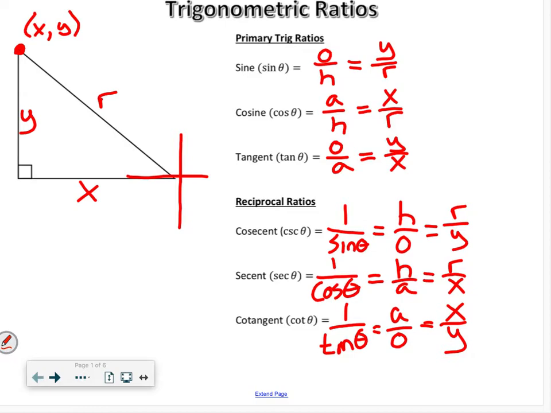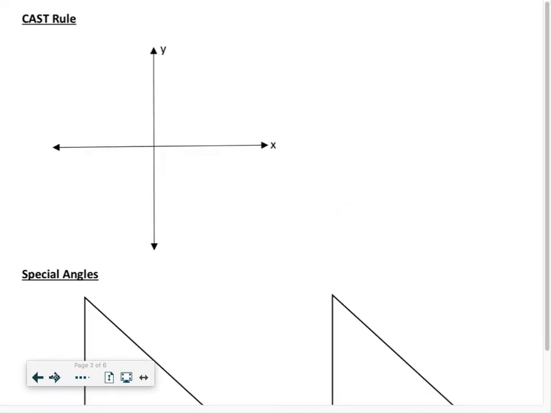Now, when we talk about these ratios, we need to recognize that the signs don't actually change based on the reciprocal or the primary trig ratio. What that is important for is when we start to look at the CAST rule.